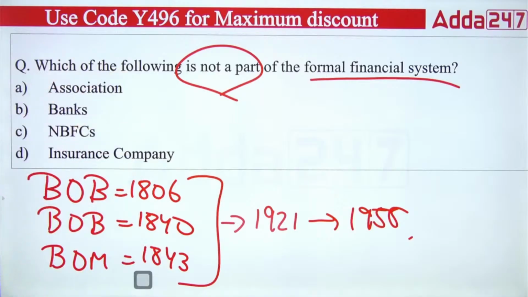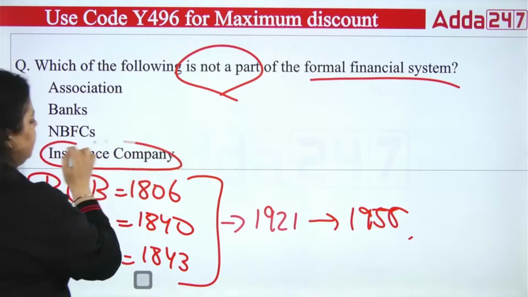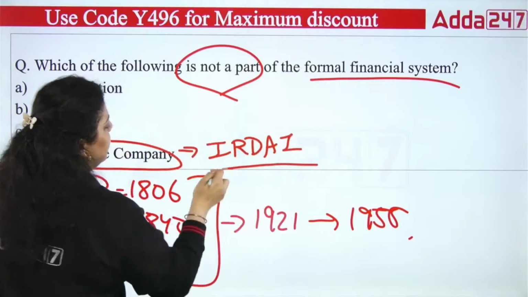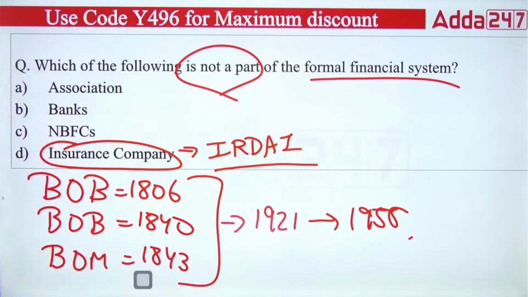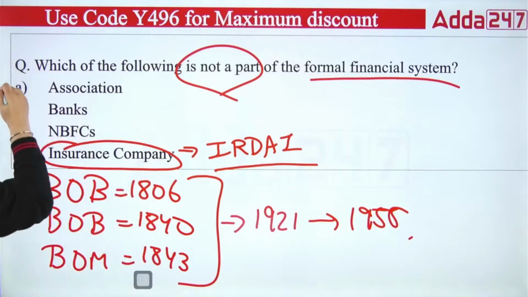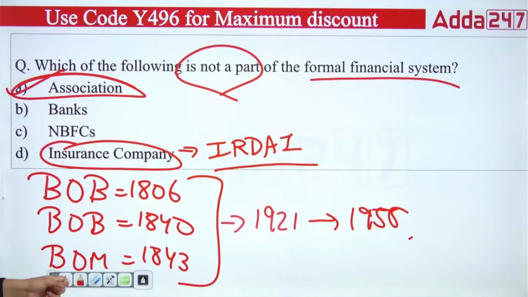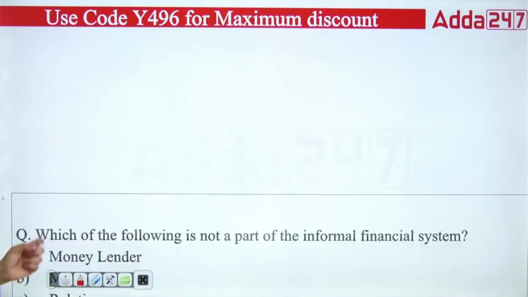Why are you saying D, Radha ma'am? Insurance companies are regulated by IRDA. If it has a regulatory body, how can it not be a part of the formal financial system? The right answer is association. Associations are informal. The right answer will be A. Okay, the right answer is A. The rest are formal. Next question.